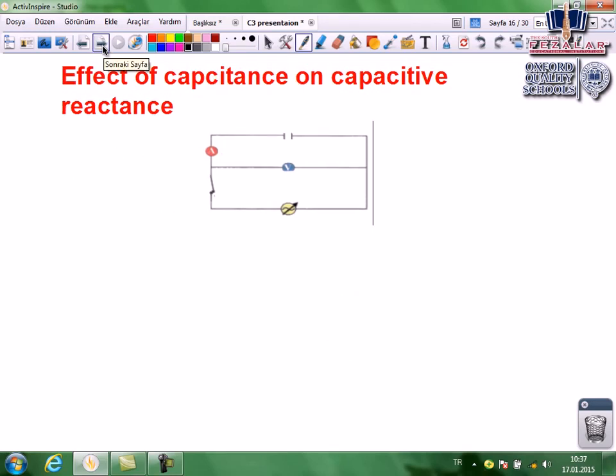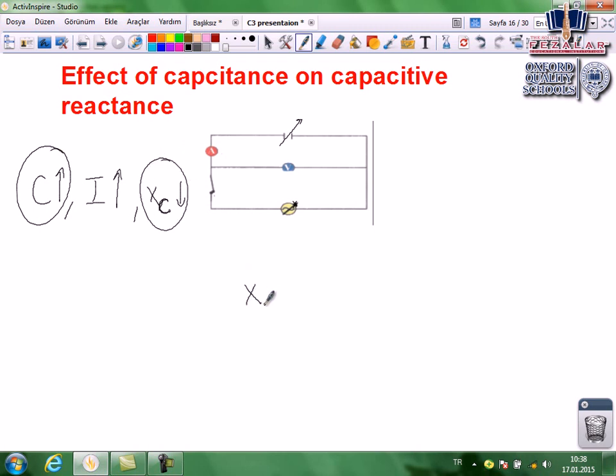In the next activity, the effect of capacitance on capacitive reactance. Sorry, here frequency is constant, there is no error, there is a variable capacitor. When the capacitance of the capacitor is increased in the circuit, we will see that current increases. Increasing current refers to decreasing capacitive reactance. Capacitance increases, capacitive reactance decreases. That means there is inverse proportionality between capacitive reactance and the capacitance of the capacitor.